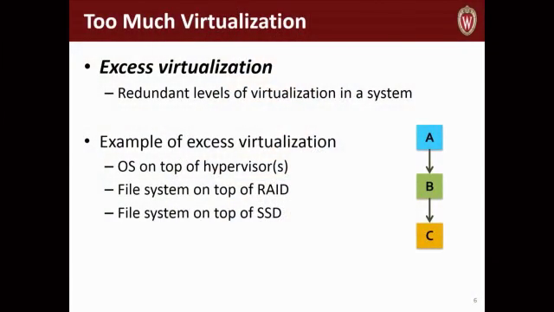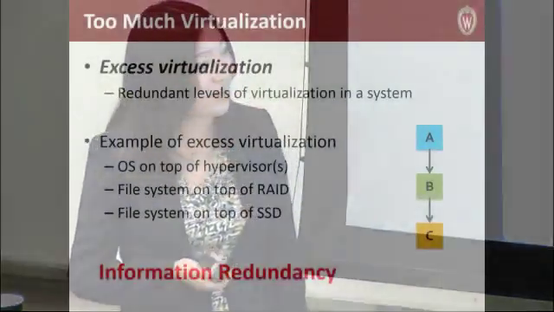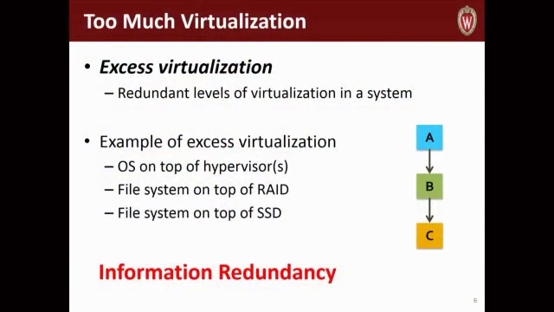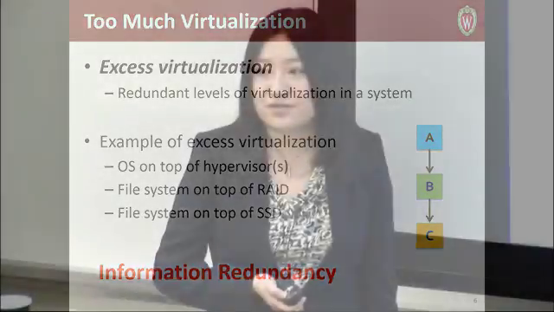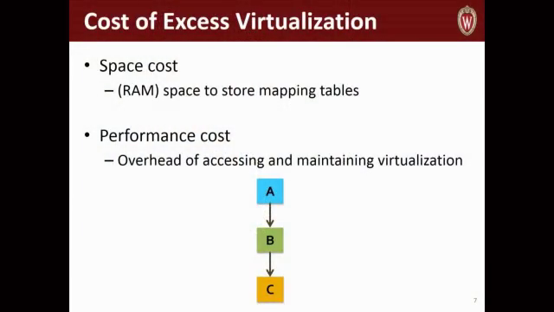A good example is when we run an OS on top of a hypervisor. Another example is when we run a file system on top of RAID or SSD. So each will maintain their own logical address mappings. And in all these examples, there's an information redundancy because of excess virtualization. The real problem is that there's a cost with excess virtualization.